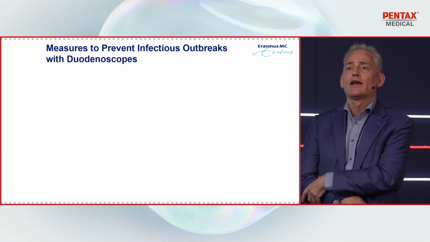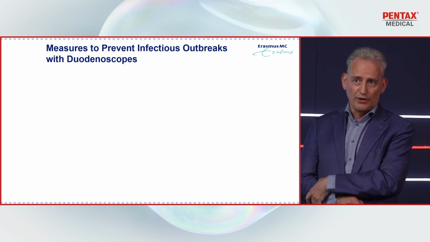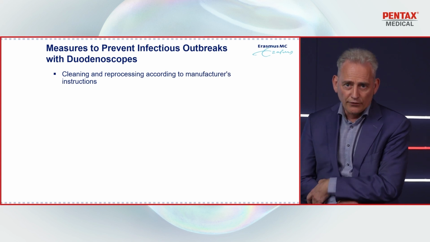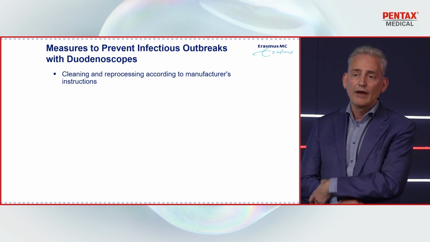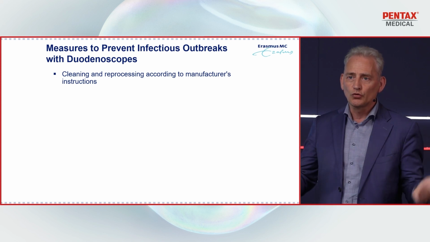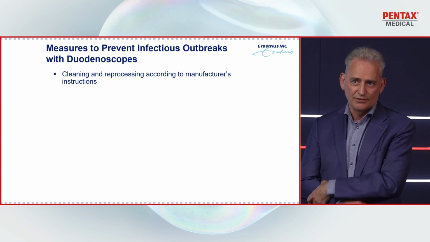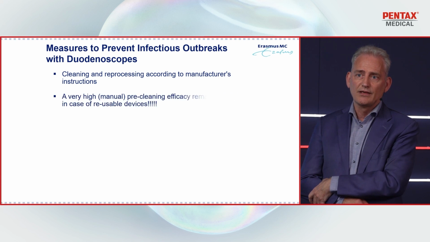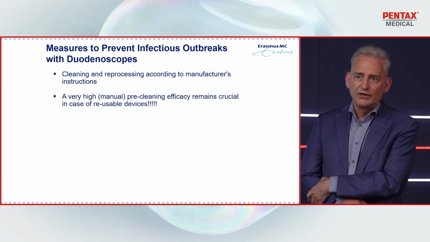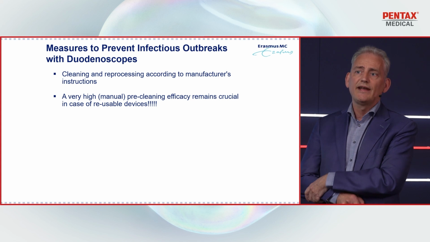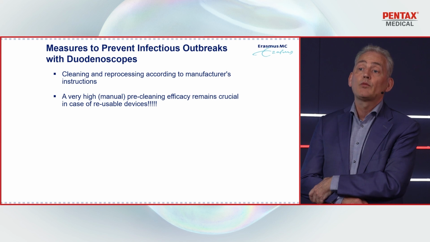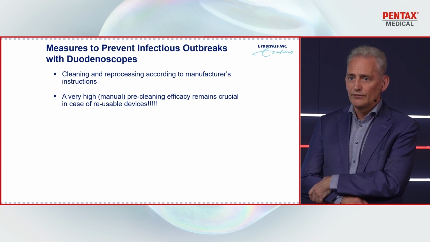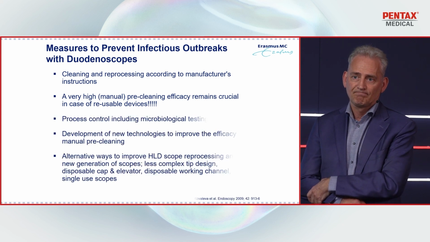Now, what are the measures that we can apply to prevent infectious outbreaks with the duodenoscope? Well, first and foremost, cleaning and reprocessing according to the manufacturer's instructions. Very important, and we have to realize this is complex because the total cleaning of a scope takes more than 100 steps to go through, so it means it's vulnerable. But you have to adhere to the instructions of the manufacturer. I want to emphasize this very high manual pre-cleaning efficacy remains crucial because if you don't manually pre-clean the device adequately enough, the high-level disinfection will not make up for that.